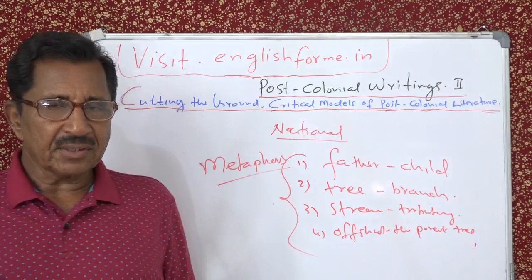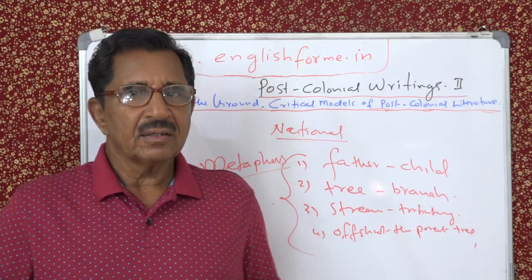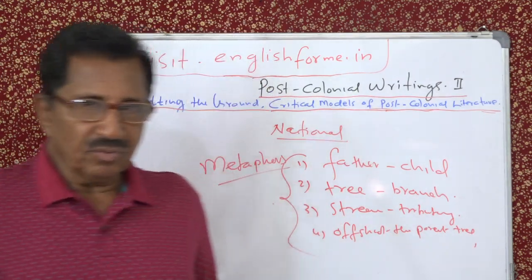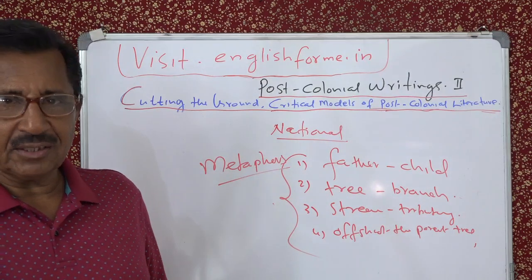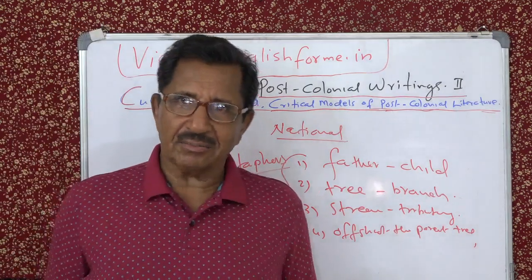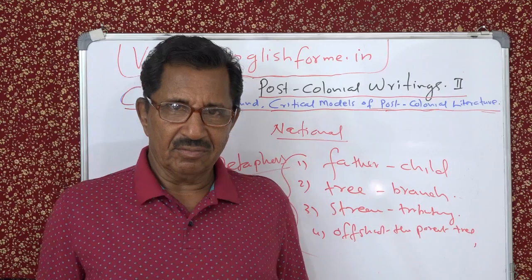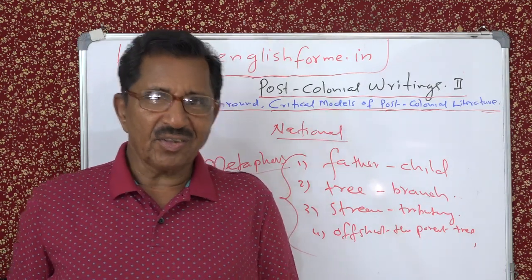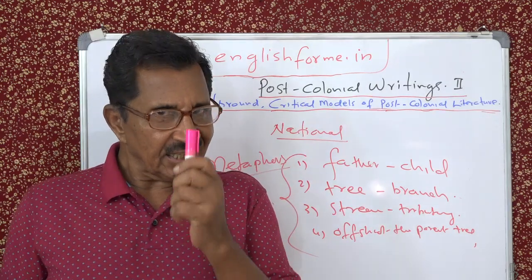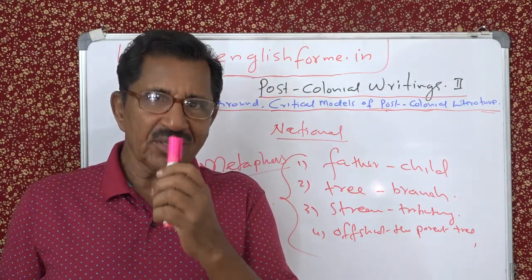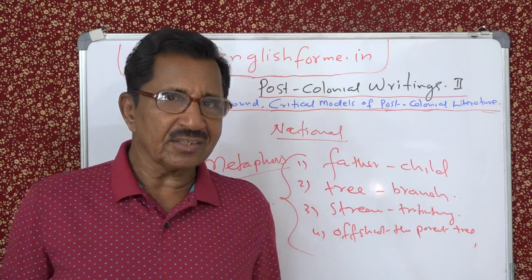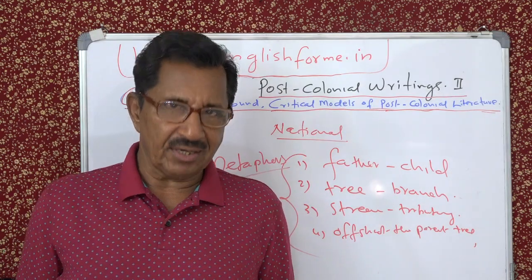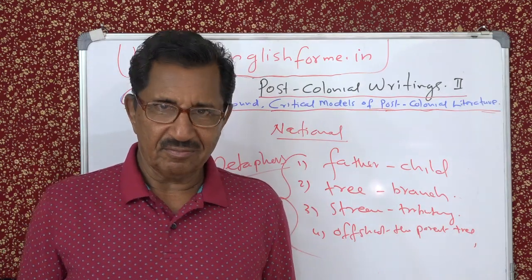But after some time, as we have already seen, these metaphors would not stand to describe the relation. First of all, there is no relationship. You are independent, and then you became a national literature. So the first ever national model in the studies of post-colonial literature is the American variety of literature.